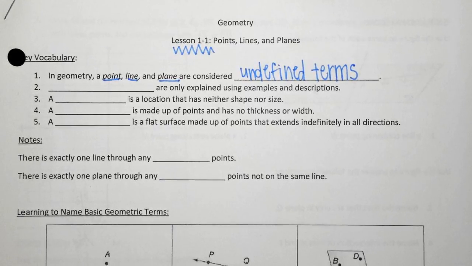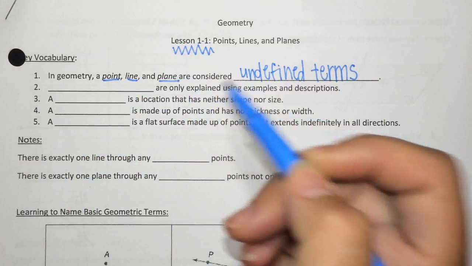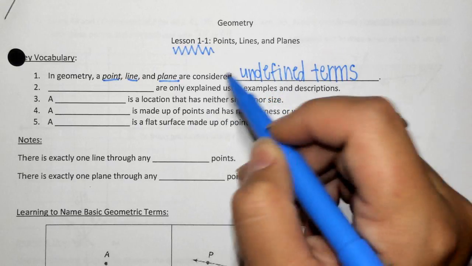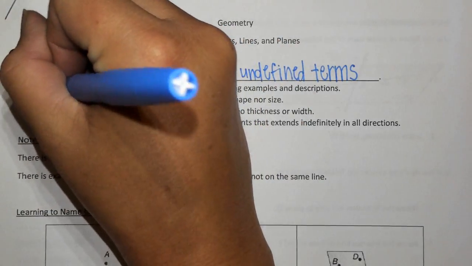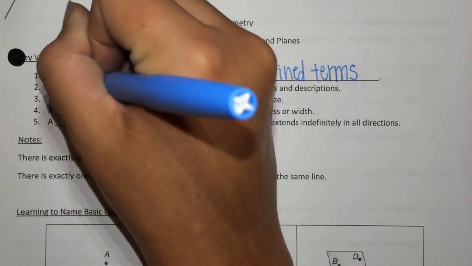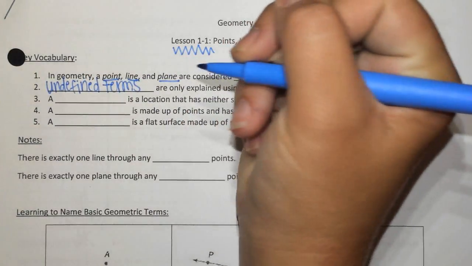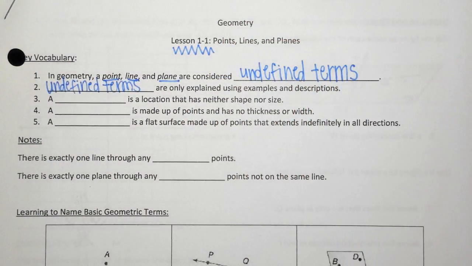Remember the longitude and latitude example? How I said that if you take a longitude and latitude point, it can take me there, right? But I can't pick it up. That's undefined. You can only talk about these terms using examples and descriptions. So it's not real life. They're just examples. So number 2 is undefined terms. Number 2 is the same thing. Dylan, you with me? So we filled in number 2.